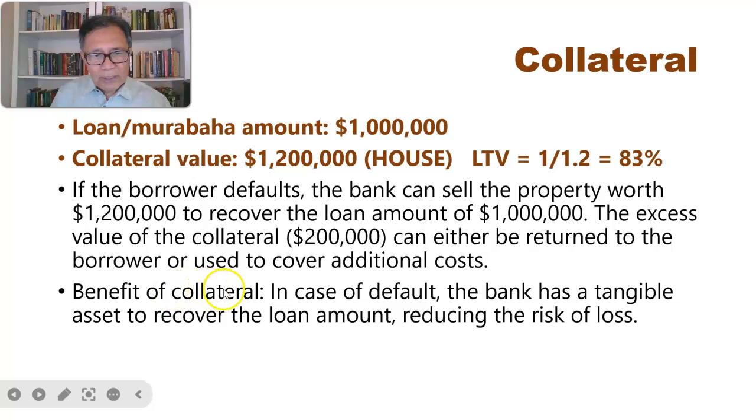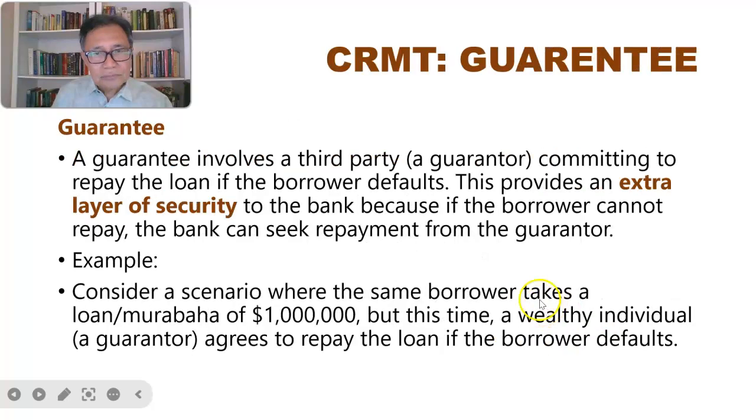So the benefit of collateral is that in case of default, the bank has a tangible asset to recover the loan. The asset can be a car in case of hire purchase, or the asset can be a home property, apartment or landed property, thus reducing the risk of loss. Number 2 will be the guarantee.